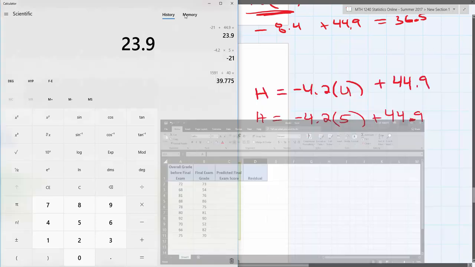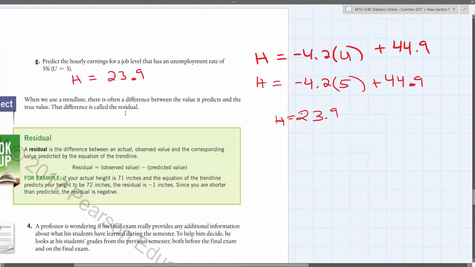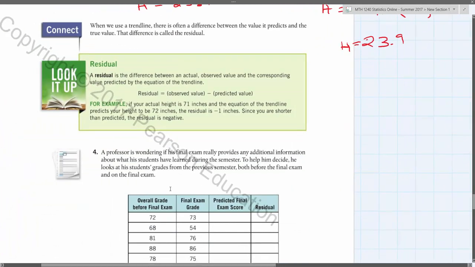Right? Whoops. Oops, what was it? 23.9, I believe. Yeah, it looks like 23.9. Right, so H equals 23.9. So we would expect someone with maybe a 5% unemployment rate to make around $23.90 an hour. Right. So next thing we want to talk about is a residual.